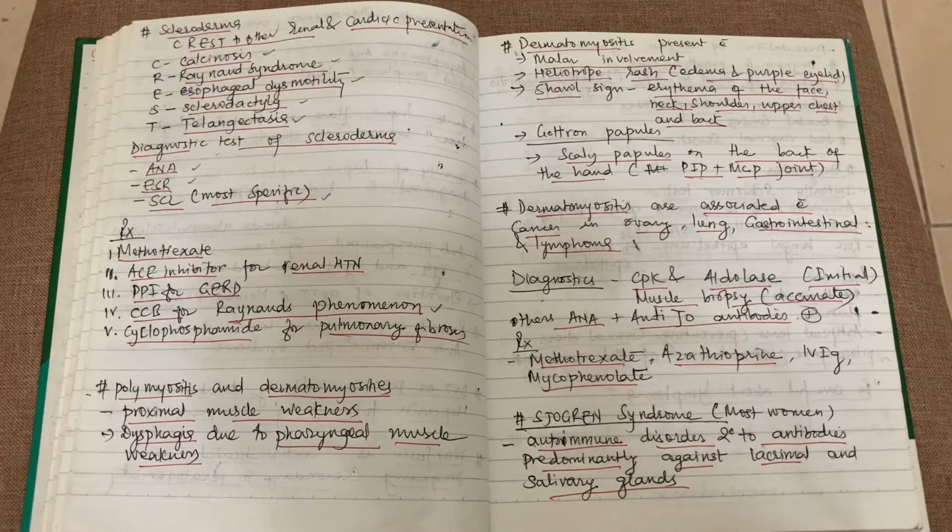Diagnostics are CPK and aldolase initially, but the most accurate is muscle biopsy. Other: ANA plus anti-Jo antibodies. Treatment is methotrexate, azathioprine, IVIG and mycophenolate. Sjogren's syndrome, most common in women. Autoimmune disorder secondary to antibodies, predominantly against lacrimal and salivary gland.